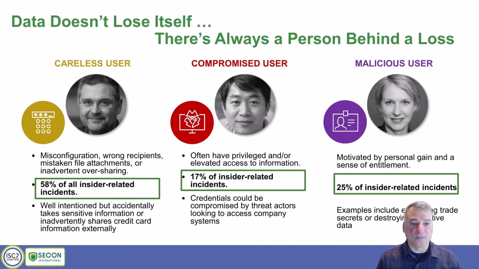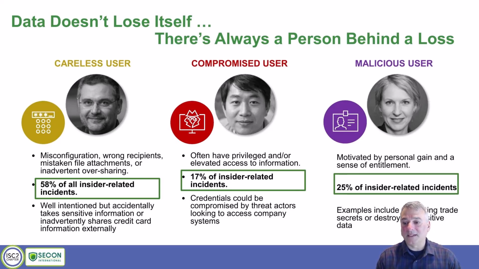So what is that human threat? Well, let's talk about those three types of users we see inside your business. One is the careless user, and they make up about 58% of all insider-related incidents. So that might be through misconfiguration, emailing data files to the wrong email address, inadvertently sharing data, or bringing data home because they want to work at it at home, so they put it on their Gmail account or local file share. So again, they're well-intentioned, but they just don't understand security well enough or data protection well enough to take the proper precautions.